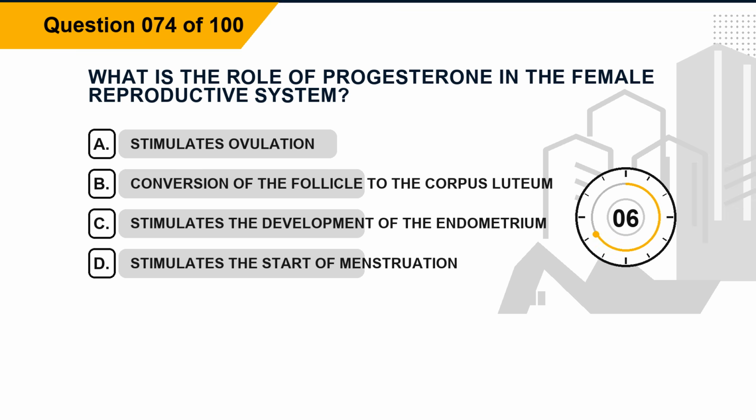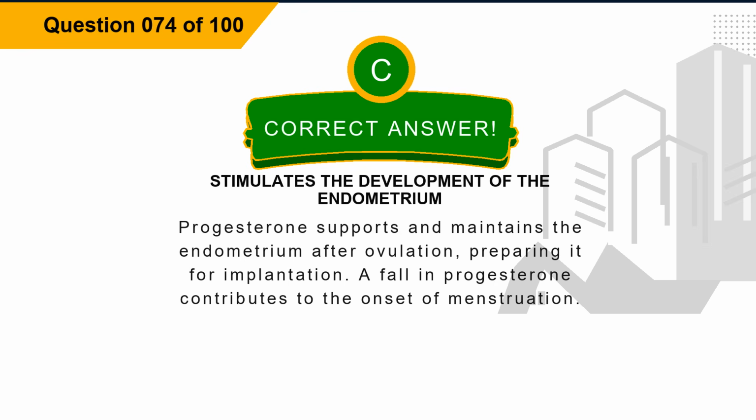Option C, stimulates the development of the endometrium. Option D, stimulates the start of menstruation. The correct answer is option C, stimulates the development of the endometrium. Explanation: progesterone supports and maintains the endometrium after ovulation, preparing it for implantation. A fall in progesterone contributes to the onset of menstruation.